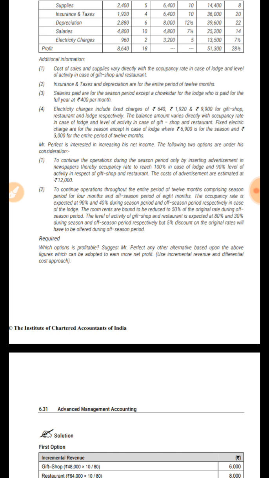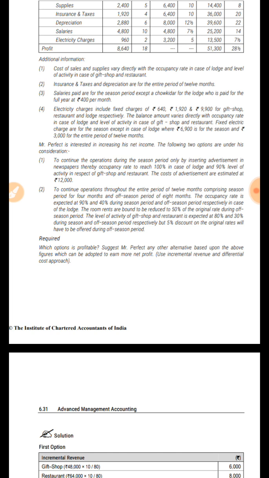Okay, so the occupancy rate, he wants to expand it beyond 4 months. Right now he is operating for 4 months, but for the rest of the 8 months also he wants to go with it. Okay, but during those 8 months, the occupancy will go from 90% to 40%. For whom? Only for the lodge, because for the lodge we are talking about the occupancy rate, right? So the occupancy rate of the lodge will be 40% only in the off season period, those 8 months.